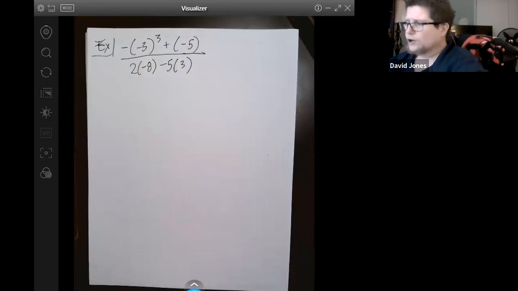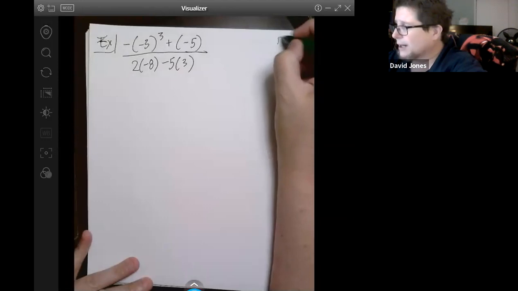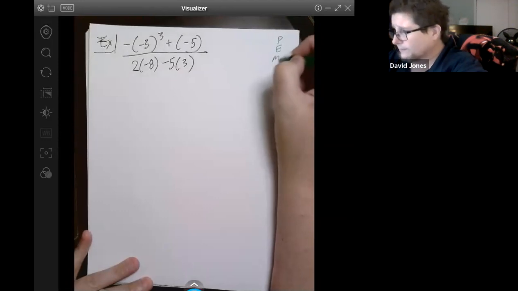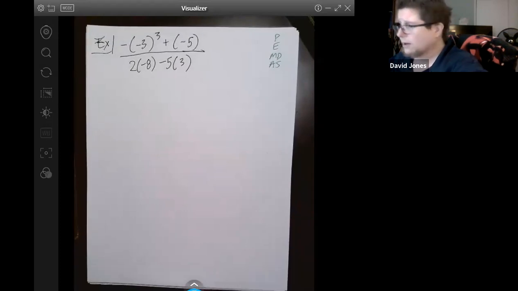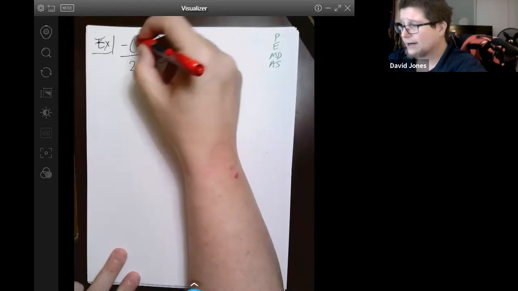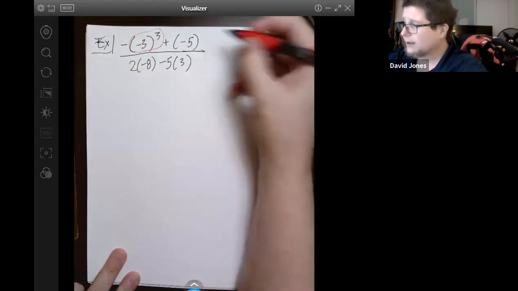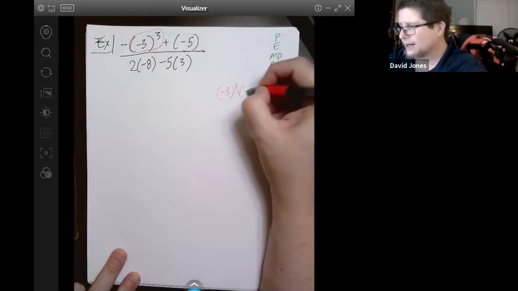Okay, so when you're going through the order of operations, we, again, have invisible parentheses on top and bottom. The first thing we want to do is this right here. That's got an exponent. Negative 3 cubed like that means negative 3 times negative 3 times negative 3.